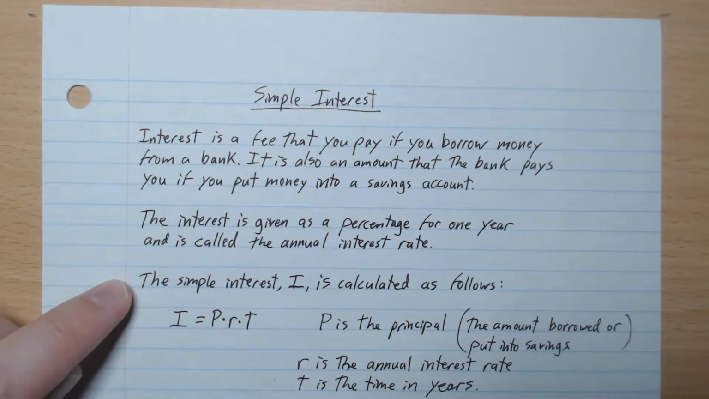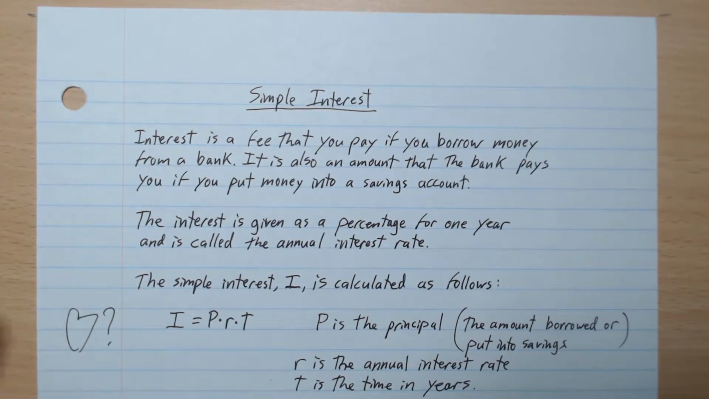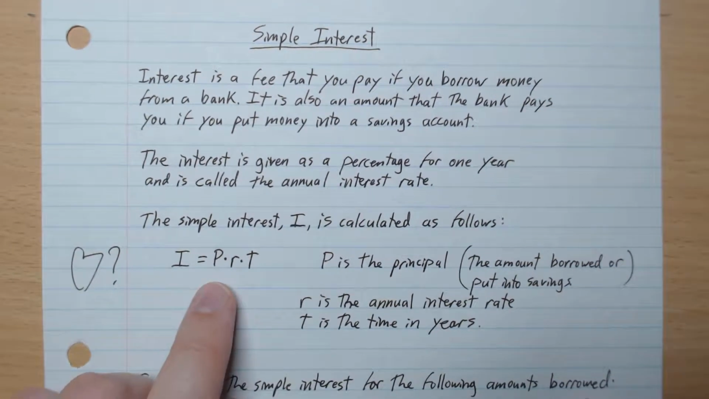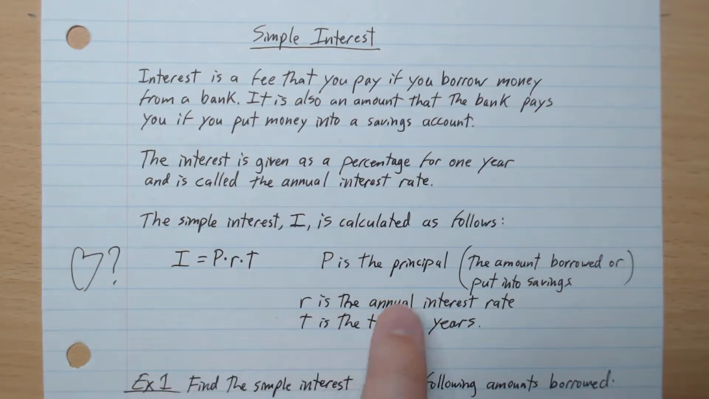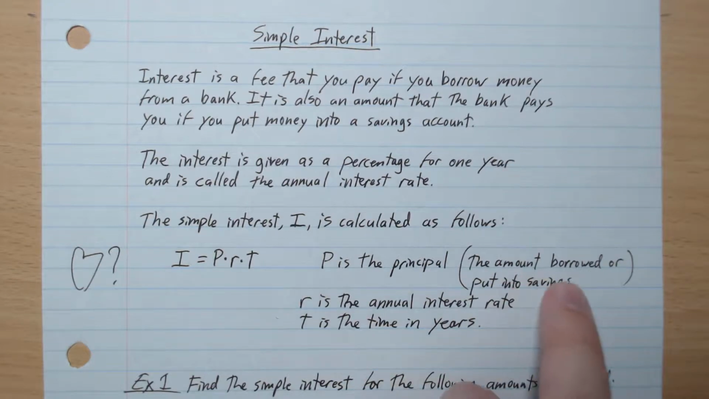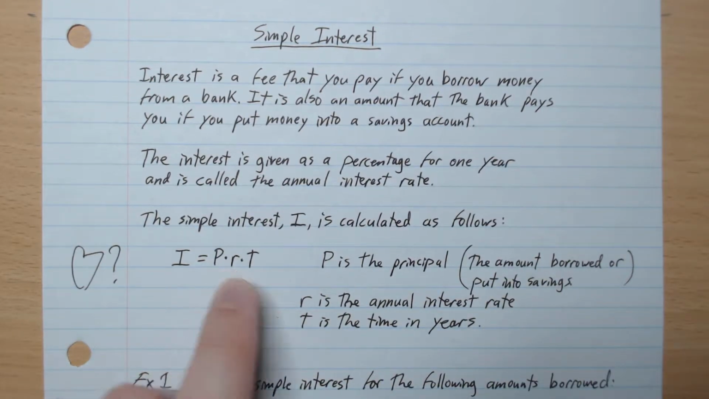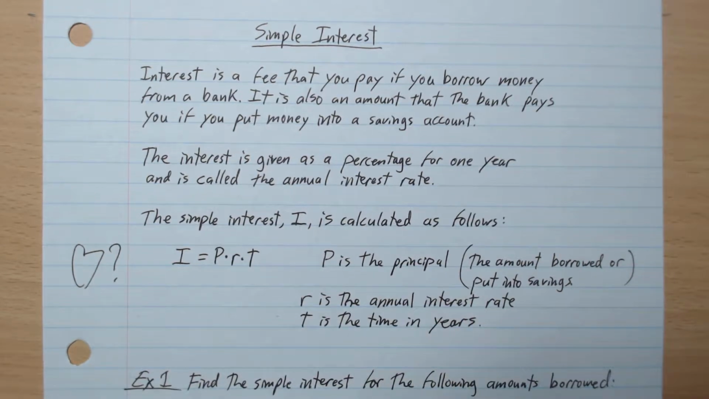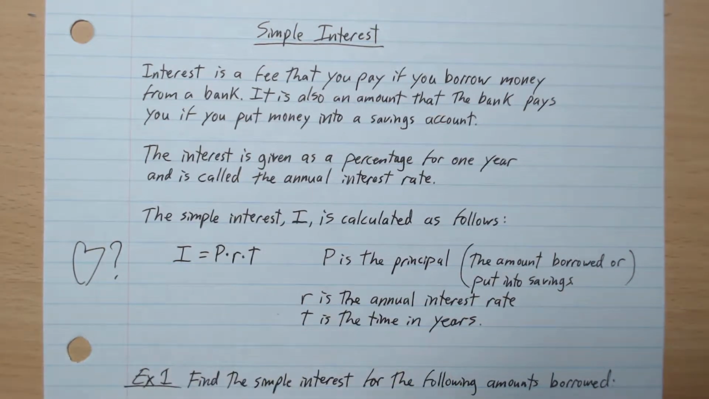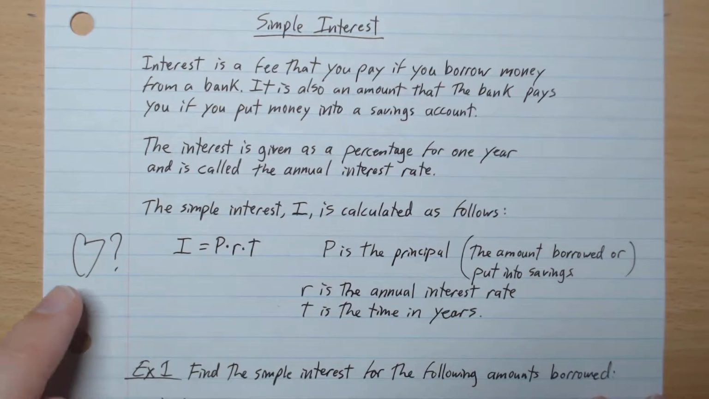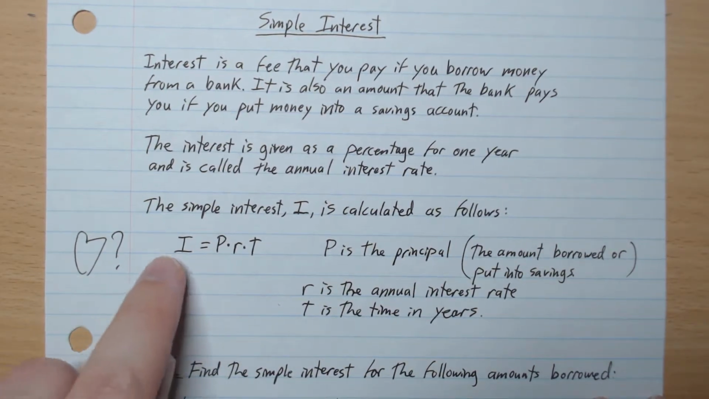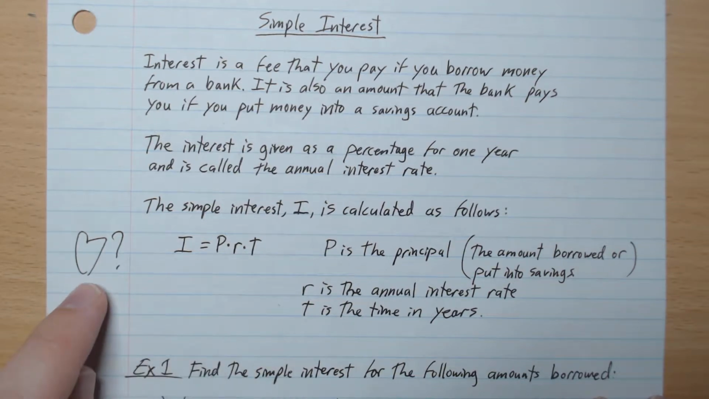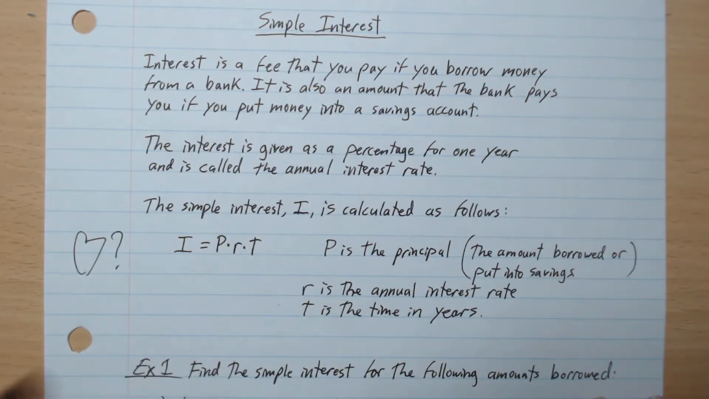So simple interest, I, is calculated as follows. I equals P times R times T. P is the principal, and this is the amount borrowed or put into a savings account. R is the annual interest rate, and T is the time in years. And so I put a little heart here, question mark. So you want to ask your teacher if this is an equation that you have to know by heart, or will it be given to you on a test?